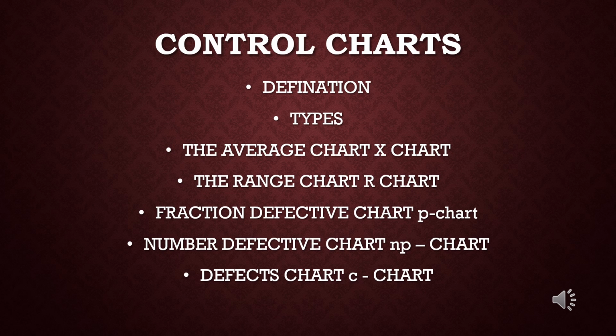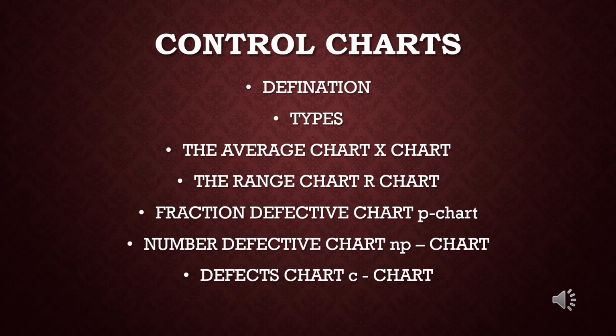Initially, the first chart is the X bar chart. The X chart or X bar chart is basically the average chart, which measures the central tendency of a process. The range chart or R chart measures the spread of the process. These two charts, X chart and R chart, are used together and commonly known as the X bar R chart.